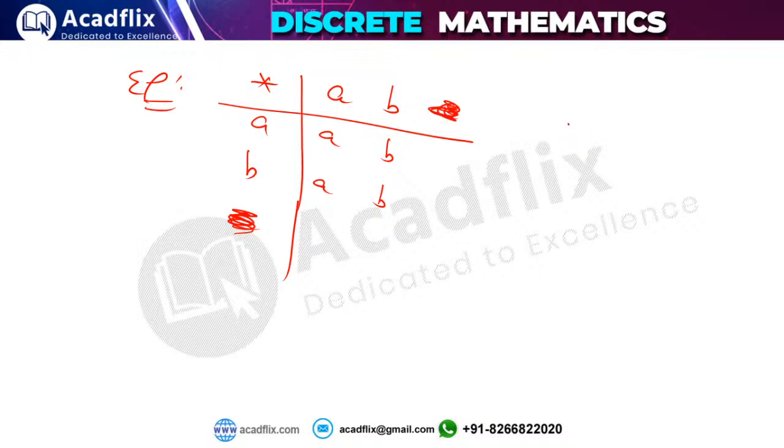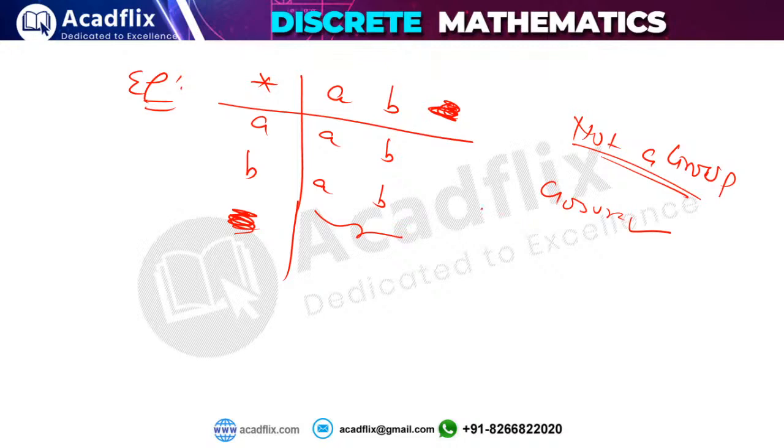You can just check. Let me answer. This is not a group. Very easily you can check. Why? See, this is closed. The closure property is satisfied. You can see. Okay, but let's see associative property.